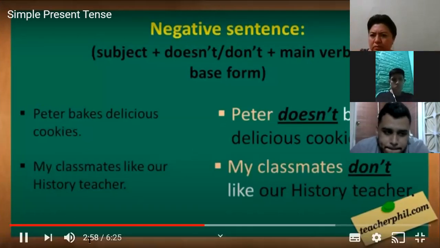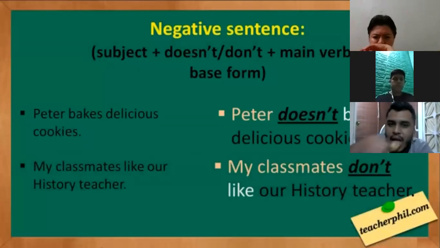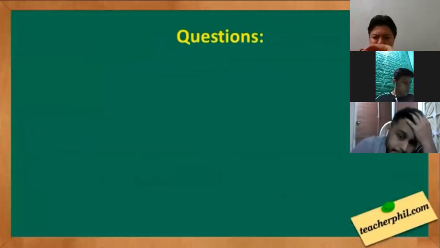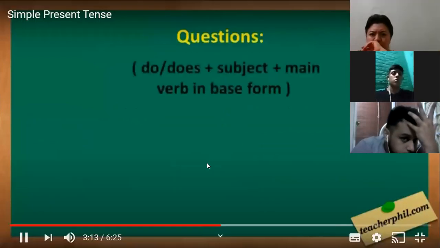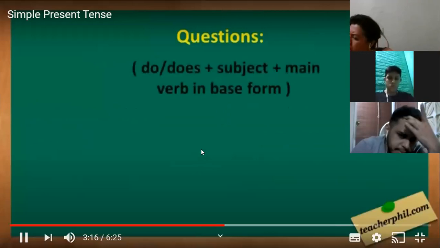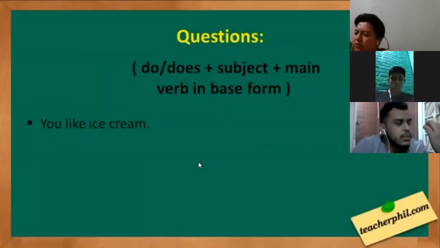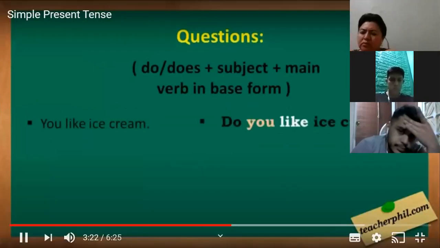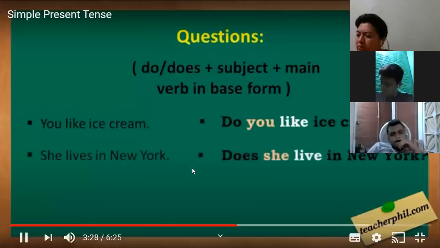If you notice, the main verbs in these sentences are all changed into their base form, work and like. For questions, the sentence structure is do or does plus subject plus main verb in base form. Examples: You like ice cream. Do you like ice cream? She lives in New York. Does she live in New York?